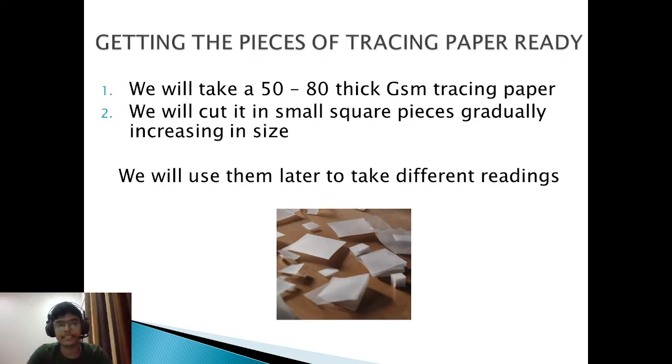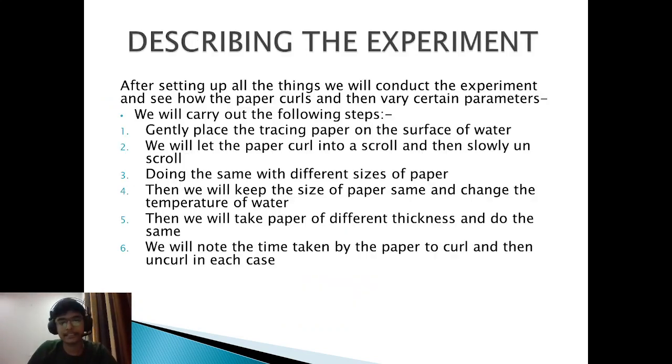So the next thing is getting the pieces of tracing paper ready. So we will take 50 to 80 GSM thick tracing paper, which I have mentioned earlier. Then we will cut it into small square pieces, gradually increasing in size, so that we can use them later to take different types of readings. So let's now describe the experiment.